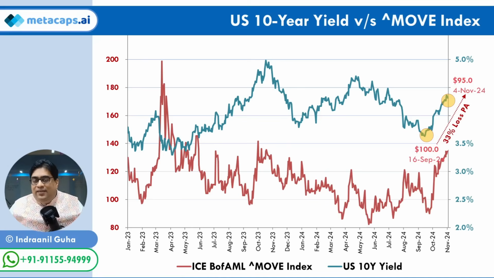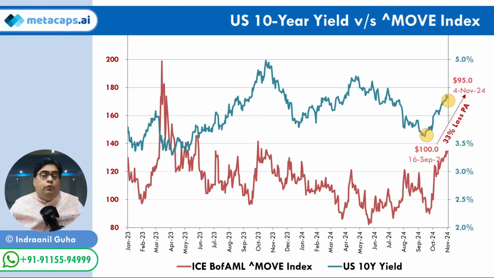Now, those of you who are seasoned investors in the equity market would be familiar with something called the VIX. VIX is the index that tracks volatility in the equity markets. The equivalent of VIX in case of the US government bond market is the MOVE Index. And this is what is represented by the red line. A reading of more than 100 in the MOVE Index usually represents a higher than average level of volatility in the US government bond market.